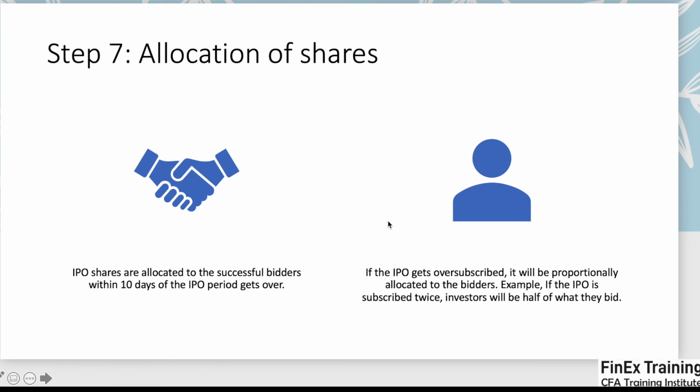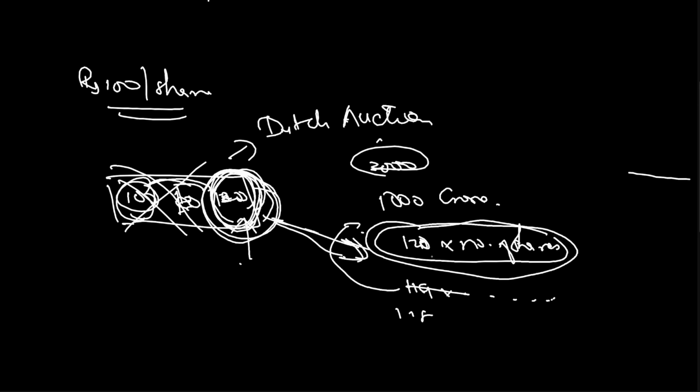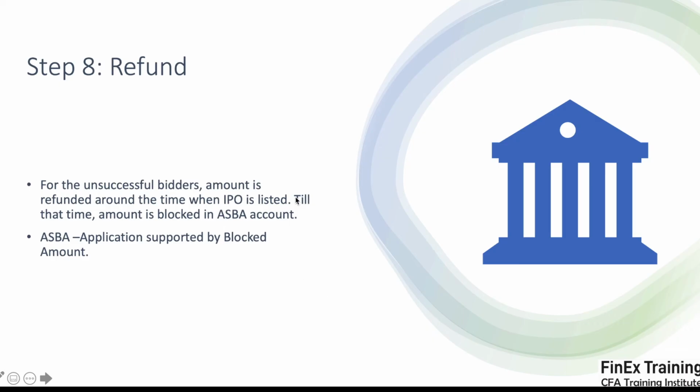Okay. So IPO shares are allocated to the successful bidders within 10 days of the IPO getting over. And if it is oversubscribed, it will be proportionately allocated to the bidders. Say, for example, it is subscribed 100% oversubscribed, imagine over here. That means if you have applied for 10 shares, you will get only 5 shares, because proportionately it will be given to all. Okay, and then the remaining amount will be returned to the investors.